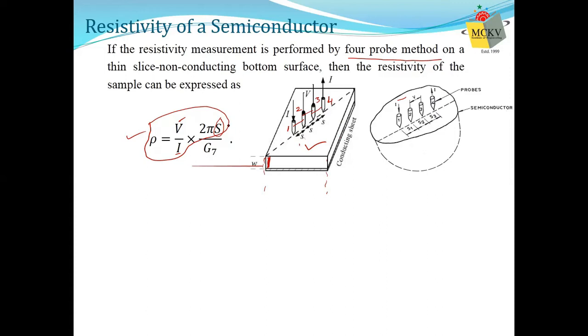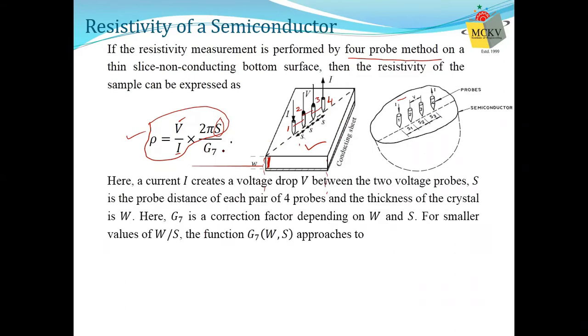For the semiconductor we are using and how it is placed within the instrument, we are using a correction factor called the G7 correction factor, which depends on 2 quantities: the separation between 2 consecutive probes, that is S, and of course the width of the slab, the width of the semiconductor slab. So it is 2S by W ln 2, the natural logarithm of 2.